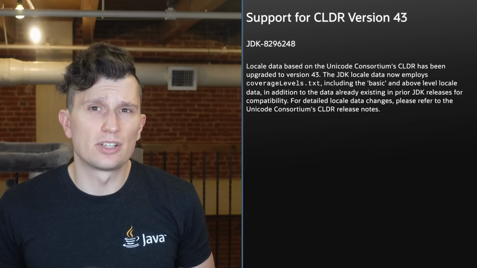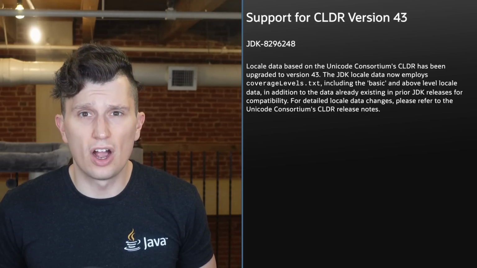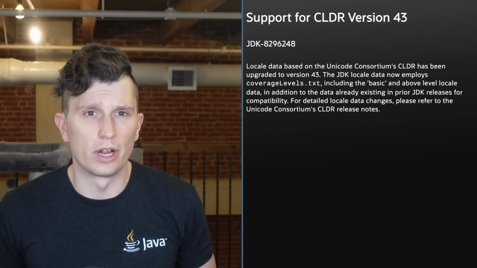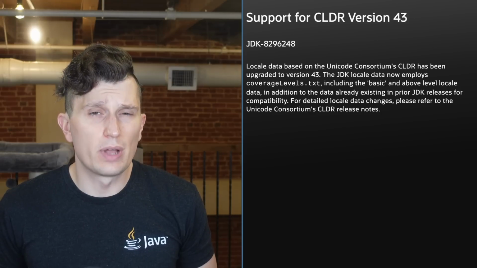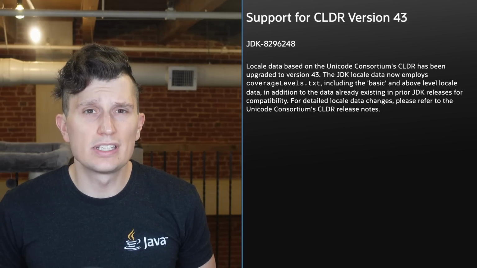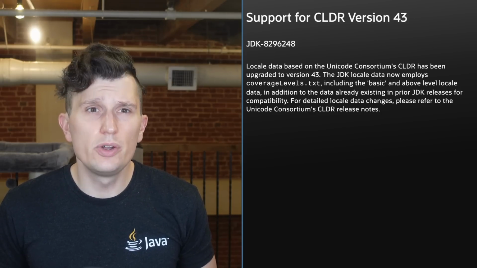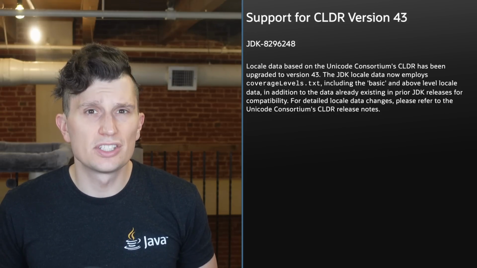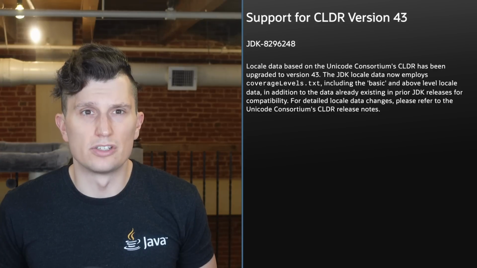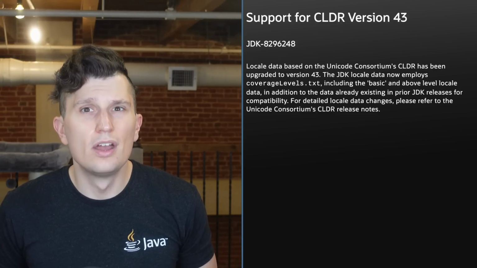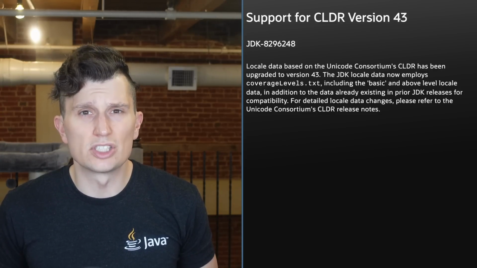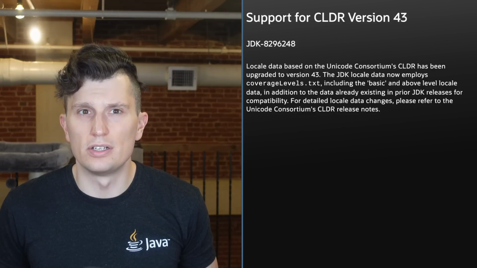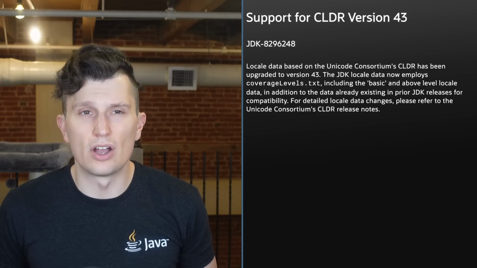Locale data based on the Unicode Consortium's CLDR has been upgraded to version 43. The JDK locale data now employs coverage levels.txt, including the basic and above level locale data, in addition to the data already existing in prior JDK releases for compatibility. For detailed locale changes, please refer to the Unicode Consortium's CLDR release notes.